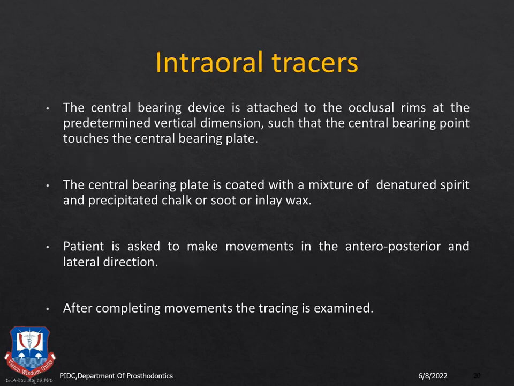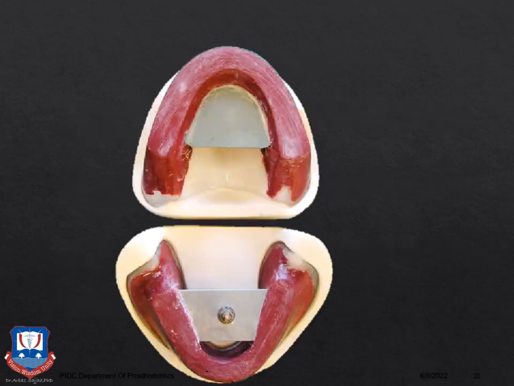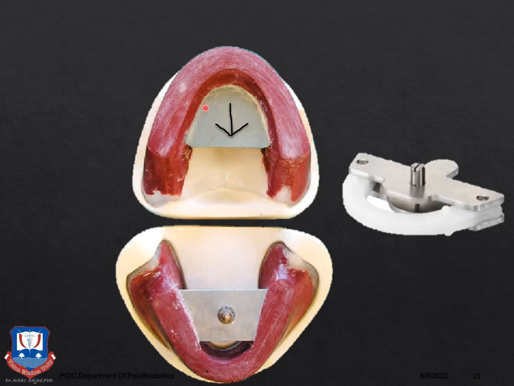So coming to the intraoral tracers or Gothic arch tracers. In this, a central bearing device is attached to the occlusal rim. So here we can see that a central bearing plate is attached to the maxillary occlusal rim, and a central bearing device is attached to the mandibular occlusal rim. It has a spring-loaded plunger or styli in the center of the central bearing plate, and this spring-loaded styli makes an arrow-shaped mark on the central bearing plate in the maxillary occlusal rim. Something like this. This is the assembly.